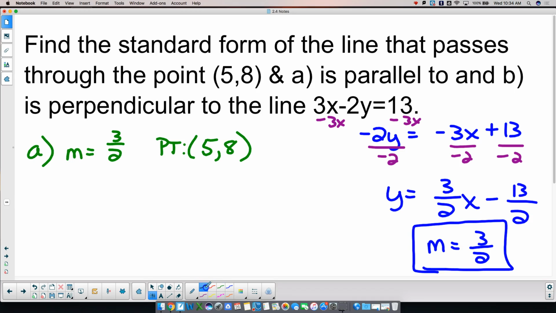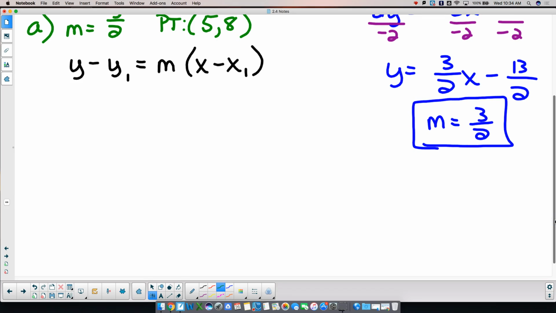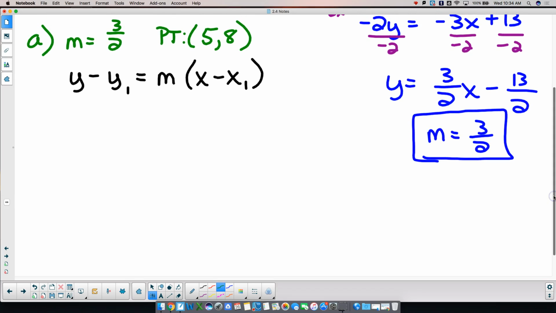Okay? So, for those of you that have forgotten already, y minus y sub 1 is equal to m times the quantity x minus x sub 1. So that is going to be y minus 8 equals 3 halves times x minus 5. Agree with that so far?